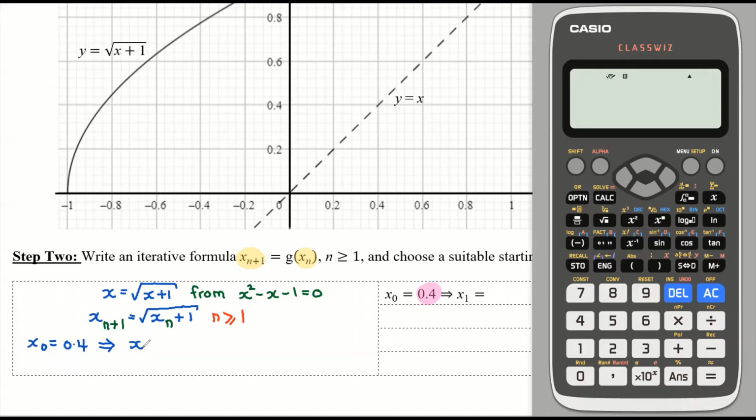okay, so x1 is just going to be the square root of 0.4, just plug that in. In fact, let me just go back a step. That's going to be the square root of x0, I should say, first of all, plus 1. And that's going to equal the square root of 0.4 plus 1.